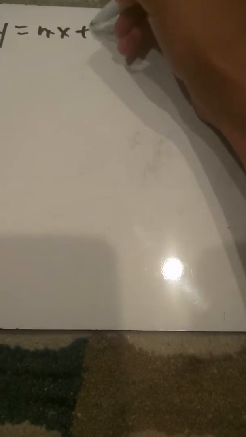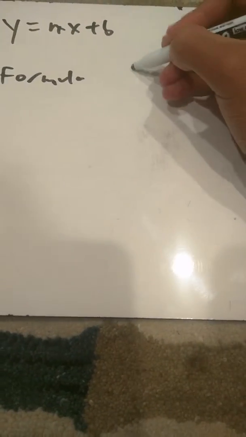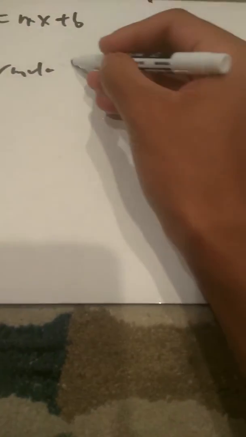An interesting result using the slope-intercept form of a line. So, you may be familiar with y equals mx plus b. This is the formula for a linear function. And you can also write this as f of x equals mx plus b, because it's a function.